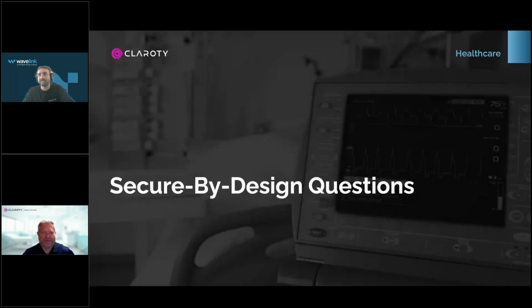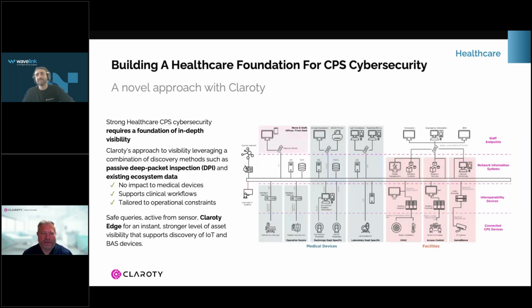Perfect. So look, the foundation for healthcare really is around asset visibility and discovery. That's the key component. And we say, you can't protect what you can't see. So in the life of a healthcare environment, we want to make sure that we are leveraging different discovery methods to identify the key assets in the environment. We want to make sure that we're doing deep packet inspection, and looking at existing ecosystem data, so we're not impacting medical devices. We're making sure we are still supporting the key clinical workflows in the environment, but we're also making sure we're tailored to operational constraints. And operational constraints might be, we can't grab asset information from this device unless it's between these hours because it's in place, it's being used.